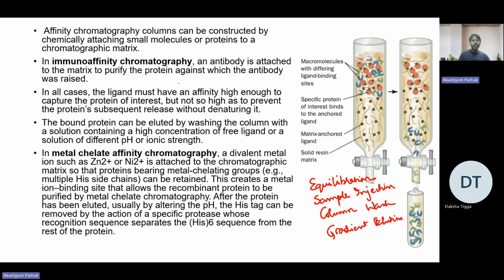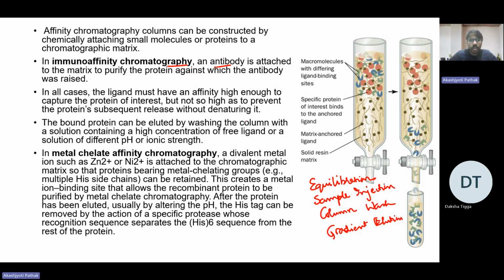So in immunoaffinity chromatography, what will you use? Your receptor will be your antibody. But in nickel metal chelate affinity chromatography, your matrix will have divalent ions. Basically these d-group elements, zinc, cobalt, nickel, can be utilized because they will form a bond with the histidine tag. Okay. The same thing is written here.